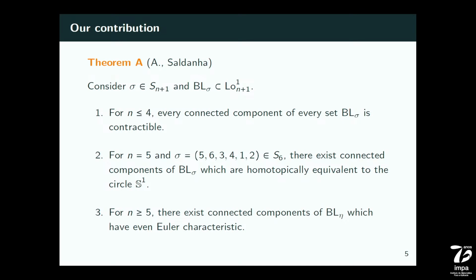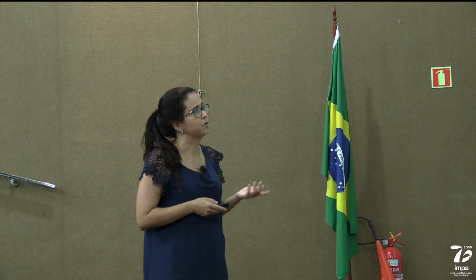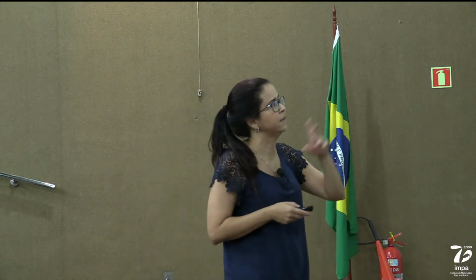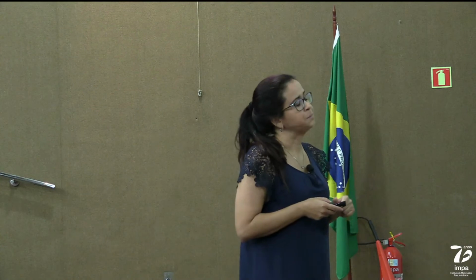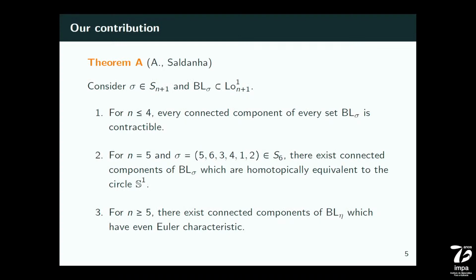But these things that look so simple, like being contractible, disappear very quickly when you take any bigger n. For example, when you take n equals 5, and for this permutation, 1 goes to 5, 2 goes to 6, and then we continue like this, we show that there exists a connected component that is homotopy equivalent to a circle, and so not contractible. And moreover, we show that for any n greater than 5, there always exists a connected component that has even Euler characteristic, and therefore is not contractible.